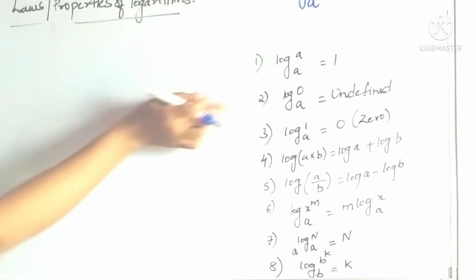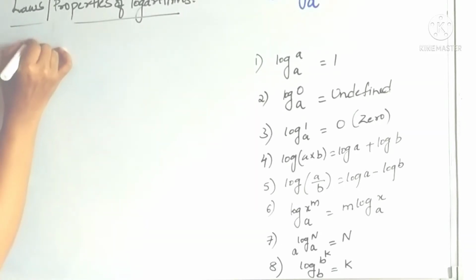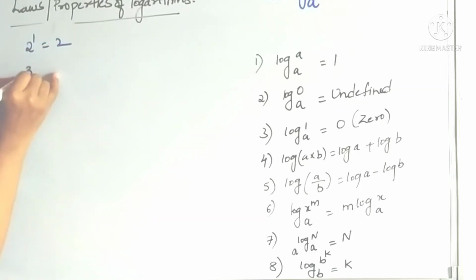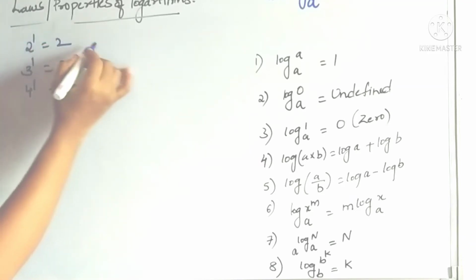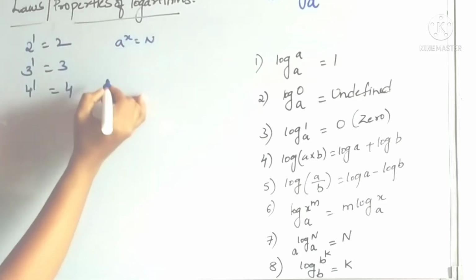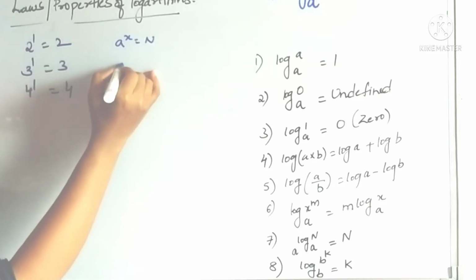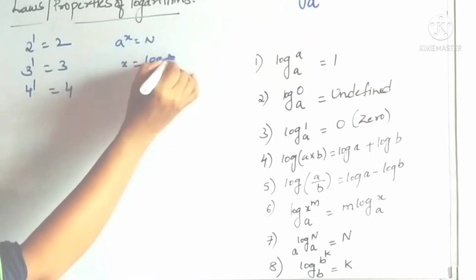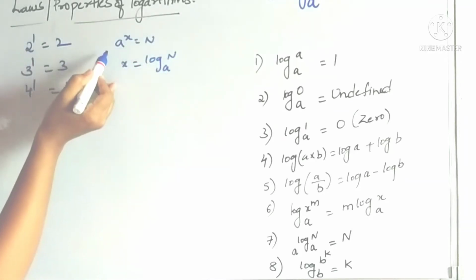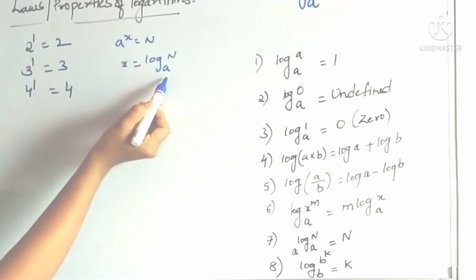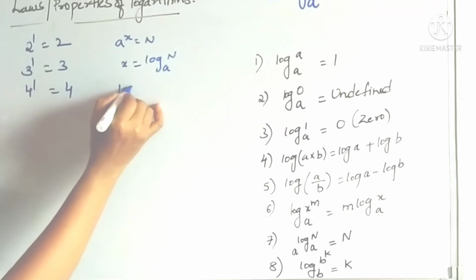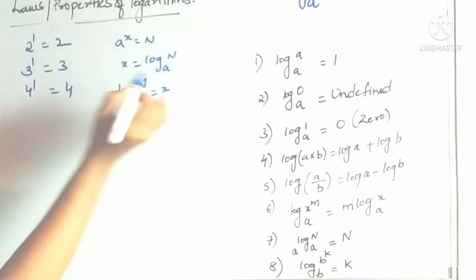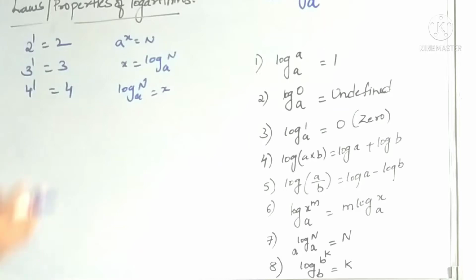Now in the properties we will see these properties. So you know 2 power 1 is equal to 2, 3 power 1 is equal to 3, 4 power 1 is equal to 4. Right. So now if a power x is equal to n, what is the logarithmic form? X is equal to log n base a. So here which is in the base will become base of the logarithm, and which is in the power will become LHS or RHS. We can write like this also, no? Log n base a is equal to x.